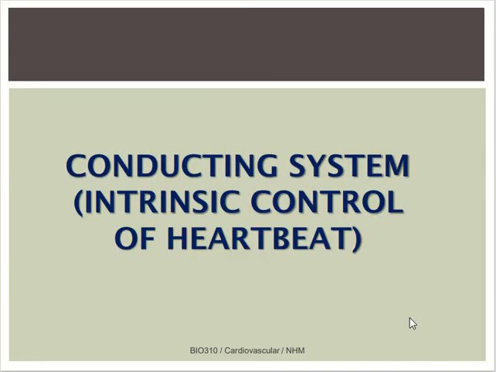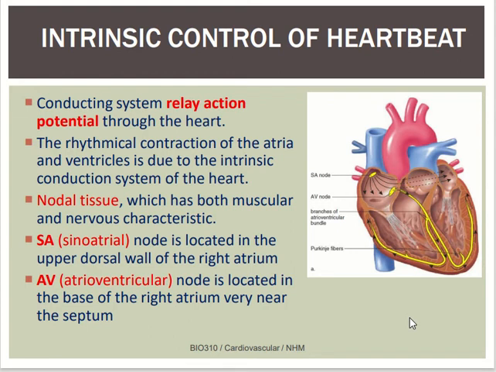Next is the conducting system. In the heartbeat, there is a system that helps to run the heartbeat in our body. This one we call the intrinsic control. Intrinsic control involves what we call nodal tissue. Nodal tissue has both muscular and nervous characteristics, and it is divided into two types: the sinoatrial node and the atrioventricular node.